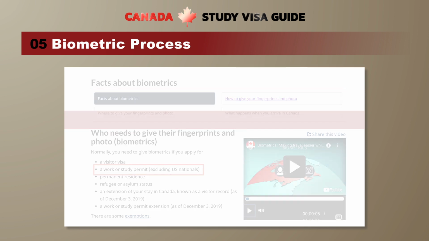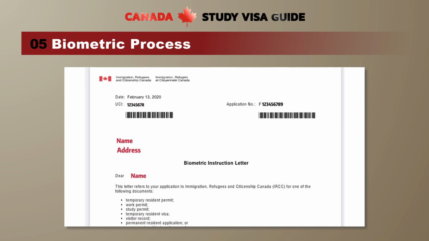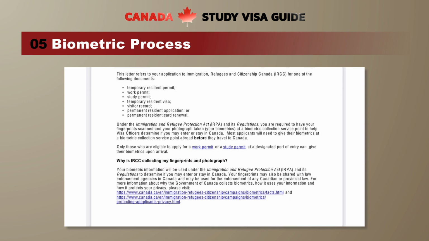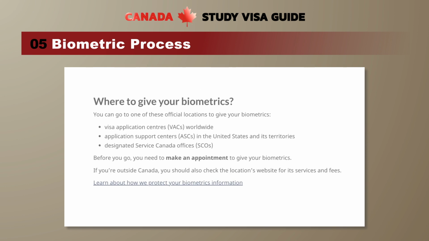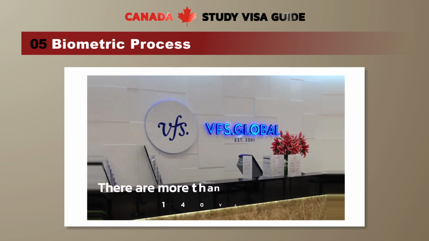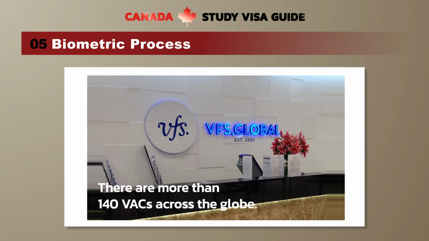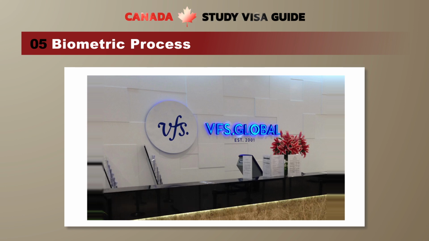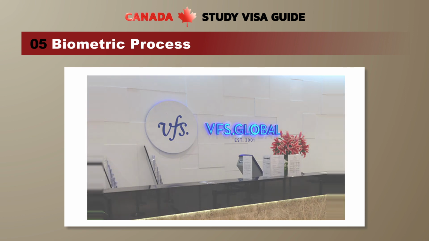Once you have submitted the application online and finished the document uploading, you will receive a biometric instruction letter through your secure account on the IRCC website. For international applicants, you can then search for the Visa Application Center (VAC) on this website and make an appointment before you go to give your biometrics. There are more than 140 VACs across the globe. With your biometrics instruction letter, VACs would then capture your fingerprints and photo to establish and confirm your identity.